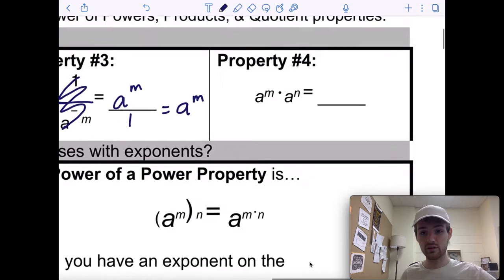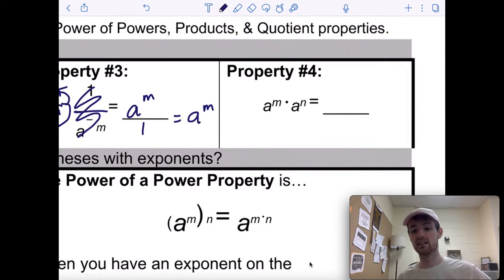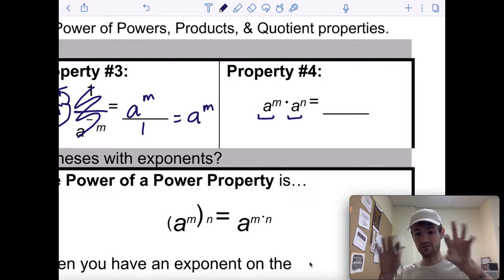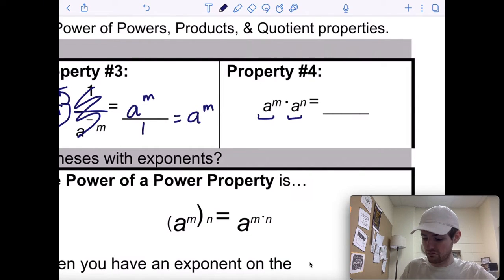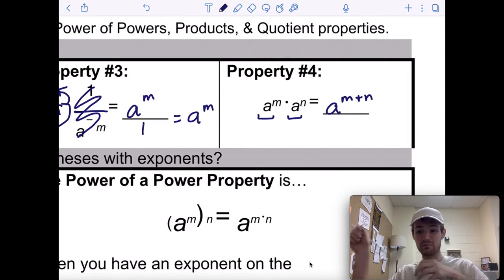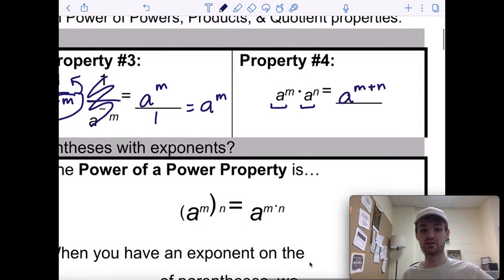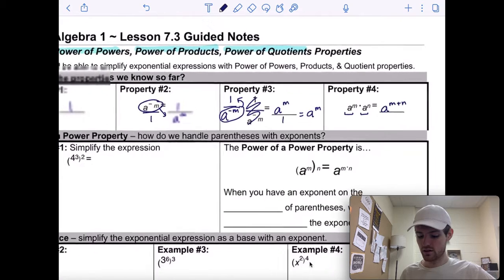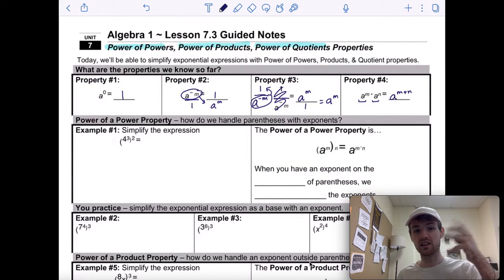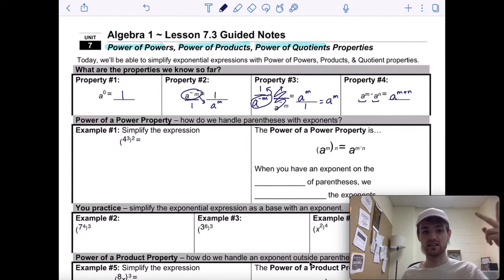That last property that we've talked about so far is a to the power of m times a to the power of n. Well, because we have two of the same bases, both of these exponents have a as that base, we are allowed to just add together the exponents. So we know that a to the m plus n will give us the same result. So those are the 4 properties we've already talked about in 7.1 and 7.2.